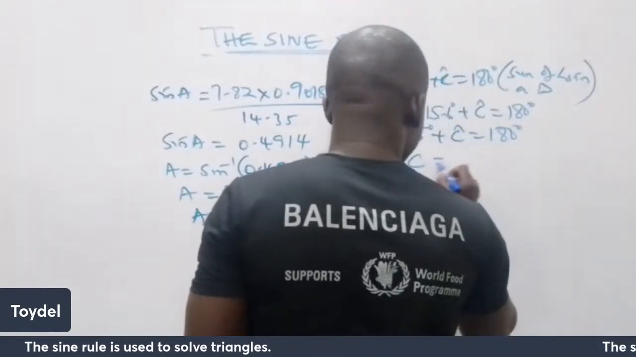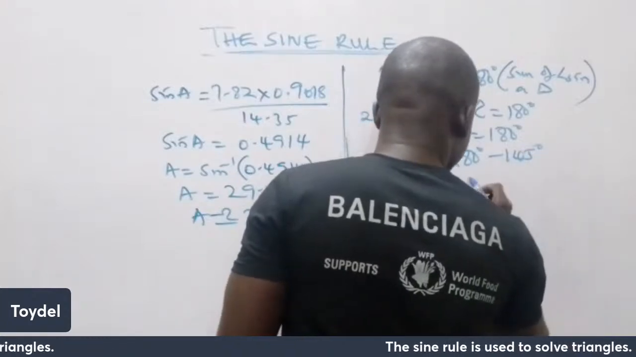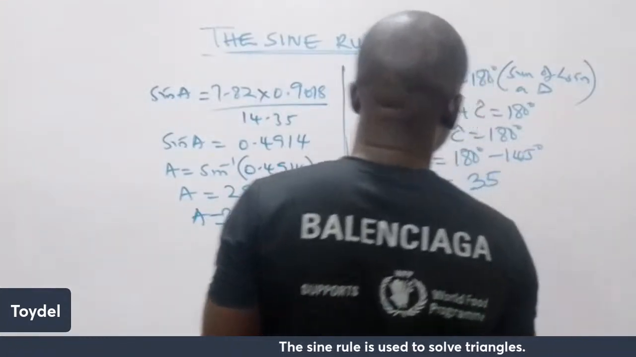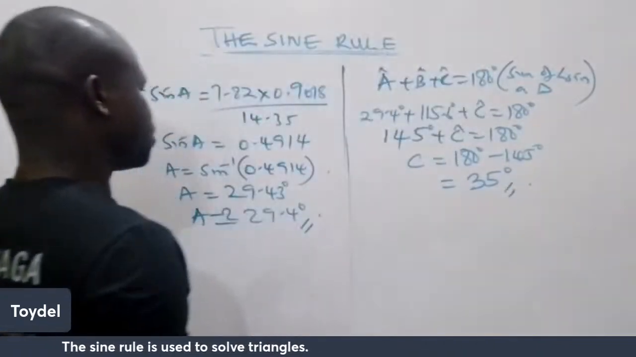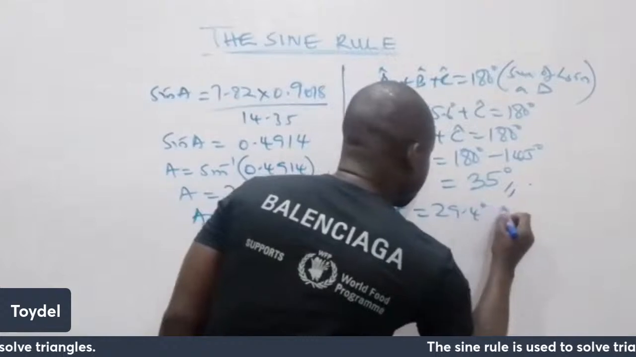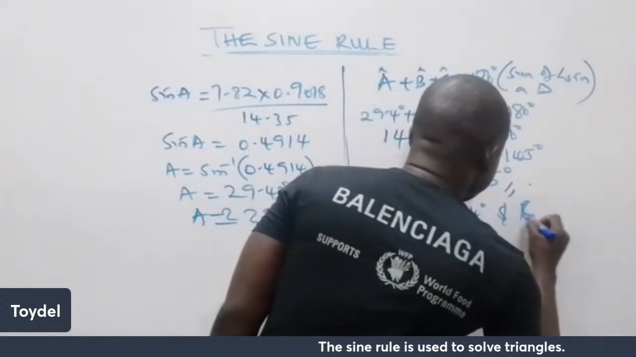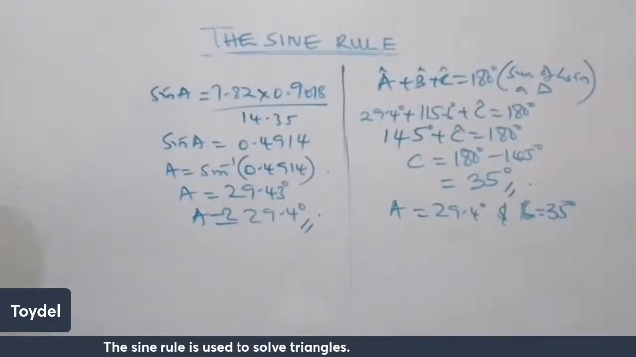So angle C will now be 180 degrees minus 145 degrees, and that's going to give us 35 degrees, and that's angle C. So we have been able to find angle A to be 29.4 degrees, B to be 115.6, and C to be what? 35 degrees. So that's how to apply sine rule.